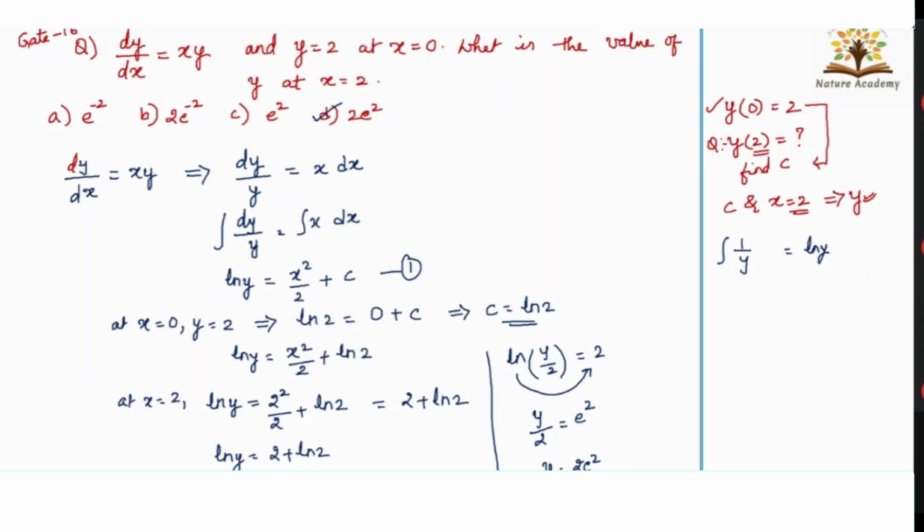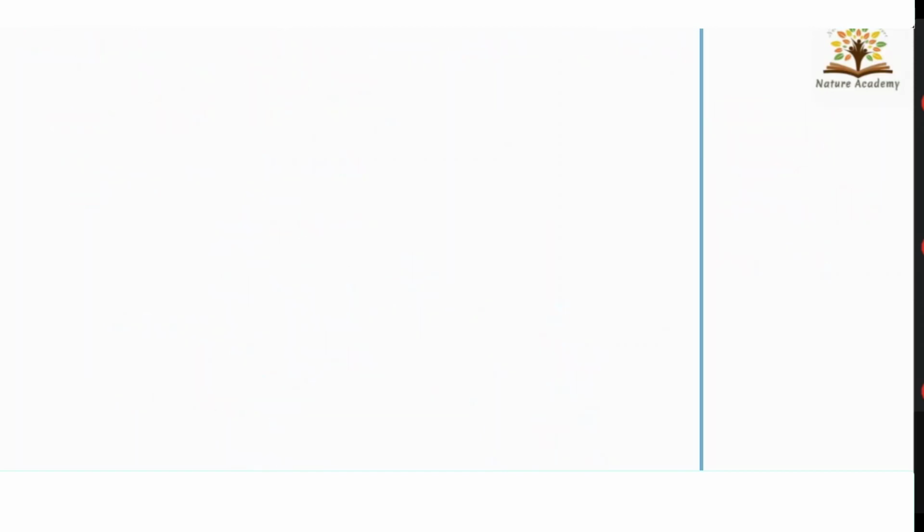Okay, let's move on to the next sum. This sum came in CSIR. It is a June 13 sum. So the question is, the solution of the differential equation dx by dt is equal to x square, with initial conditions given.